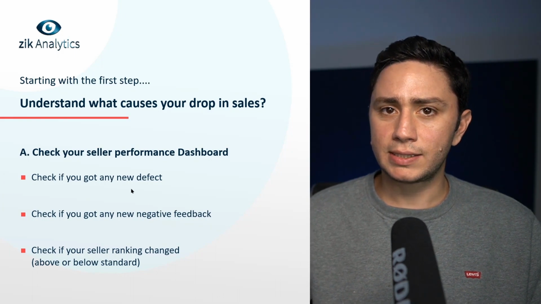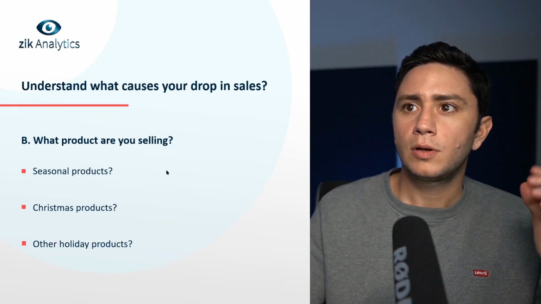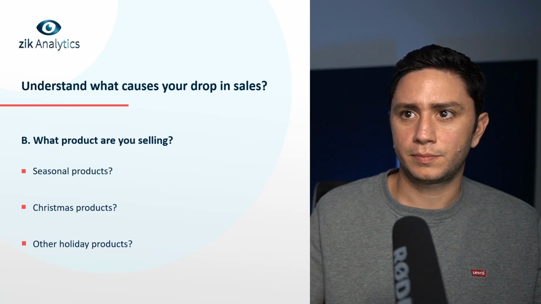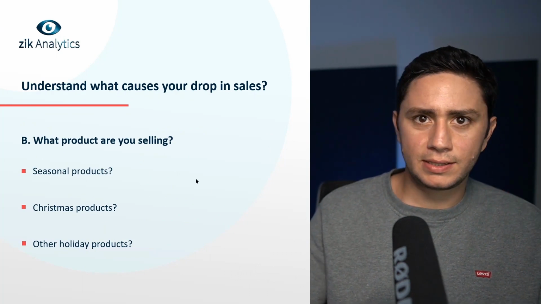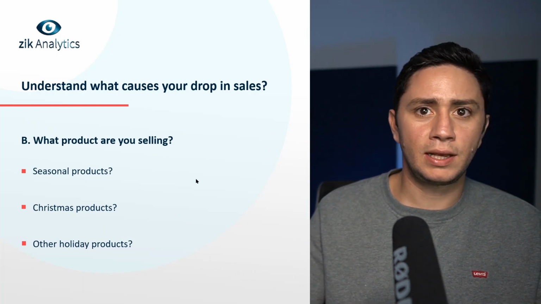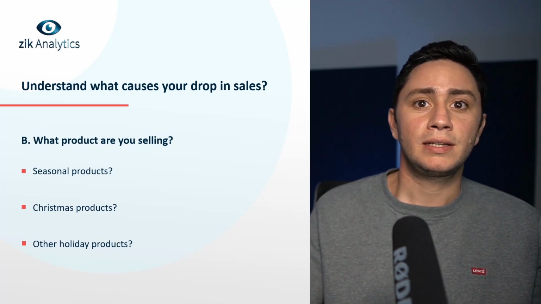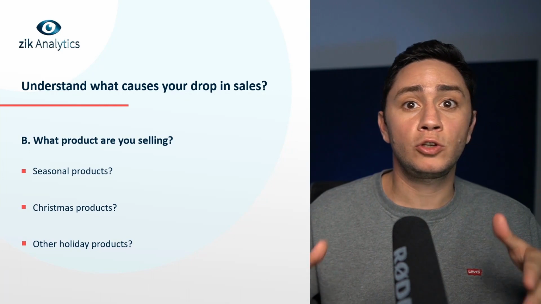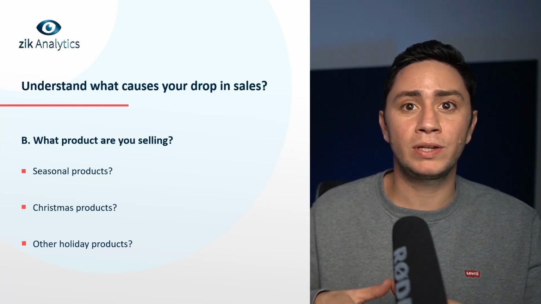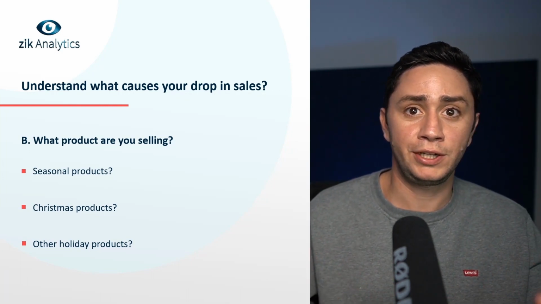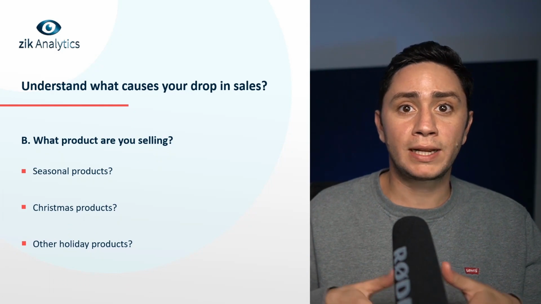After you check this, you move to the next one. What products are you selling? We have different seasons, different holidays, and you might focus on some specific products that were selling very well but stopped selling. You want to make sure your store is filled with evergreen products that will sell the whole year, or with relevant products for the coming trends.